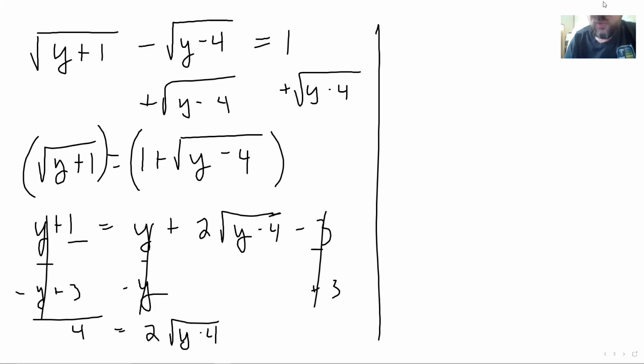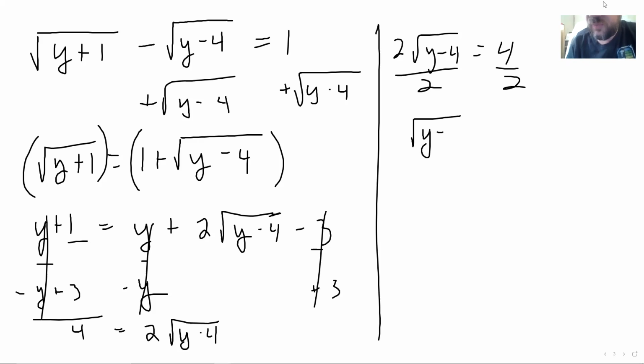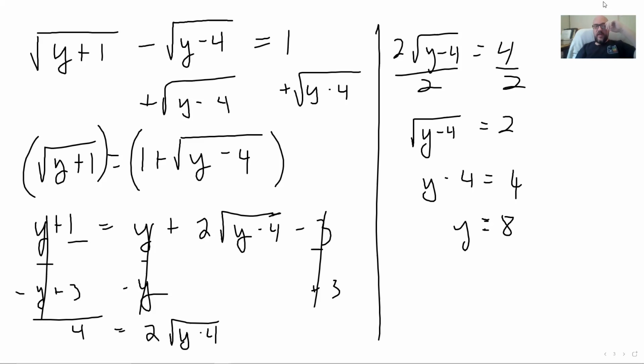So I have 2 root y minus 4 equals 4. I'm going to divide both sides by 2. You actually don't have to do that before you square, but I think it makes it simpler. Right, this is back to basically the first one we had. So I'm going to square both sides, y minus 4 equals 4, add 4 to both sides, and y equals 8. Now, as always, there was a point, in fact, 2 of them, where we squared both sides, so we absolutely need to check this and make sure it works out.